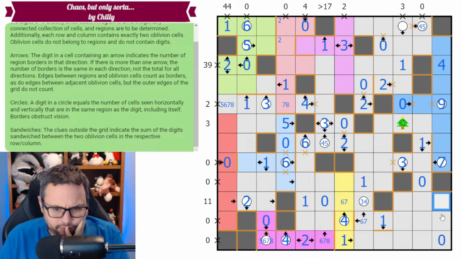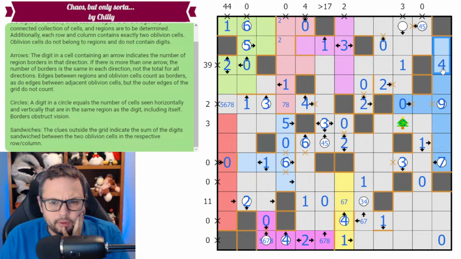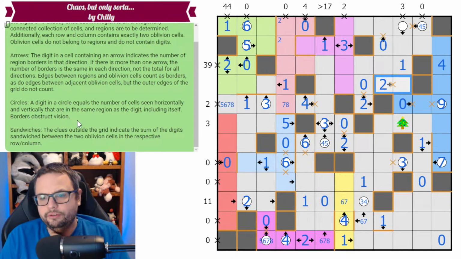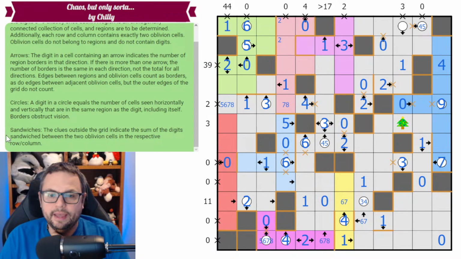Let's see. That's not a 2. Is this cell a 2? If this cell is not a 2, then this is not blue. 2, 3, 4, 5, 6, 7, 8, 9. Oh, this just isn't blue. Because blue's already got 9 cells, and if blue took this cell, it would take 2 more cells. So never mind. That cell's just not blue. We don't even have to sort of worry about that.